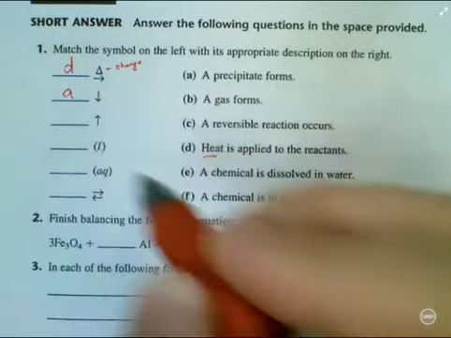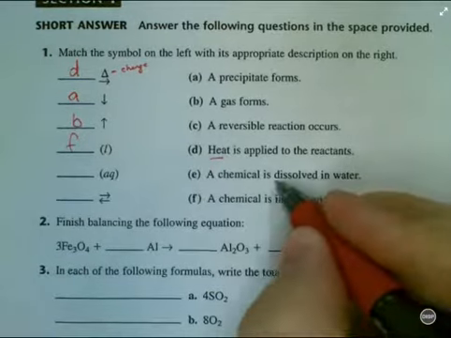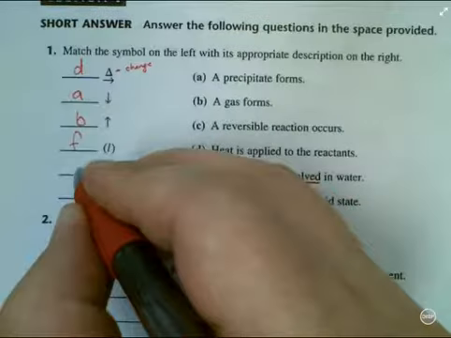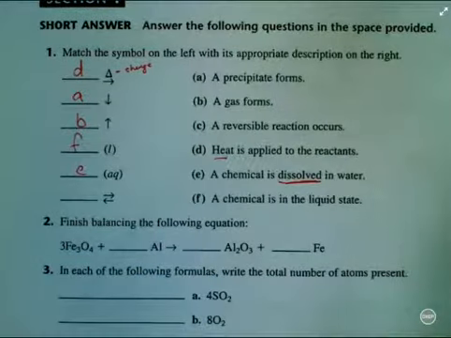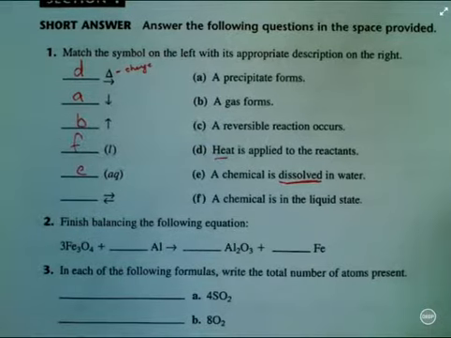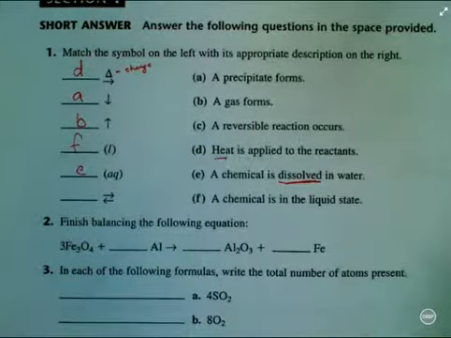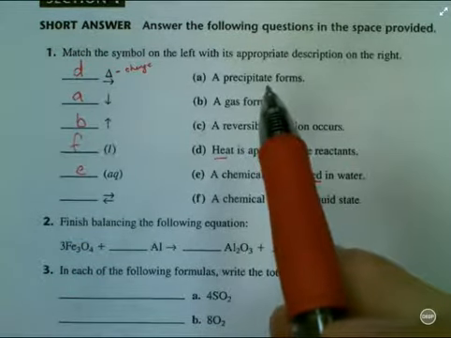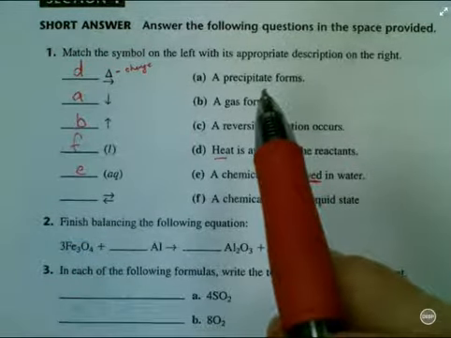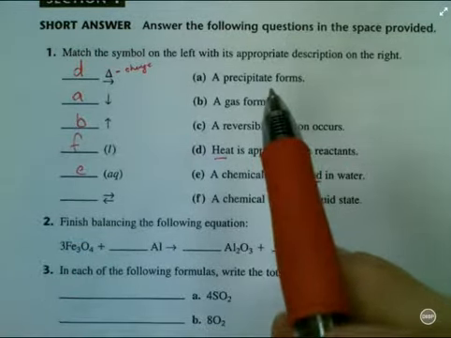L is very simple. That just means it's in the liquid state, so that's going to be F. AQ is a chemical that's dissolved in water. I tried to make that a big issue in class. It's dissolved in water, not just placed in water. You can put a rock in water, doesn't mean it's dissolved. But that's what AQ means, successfully dissolved. Precipitates may be still in that beaker, in that solution, but they are not dissolved in the solution.